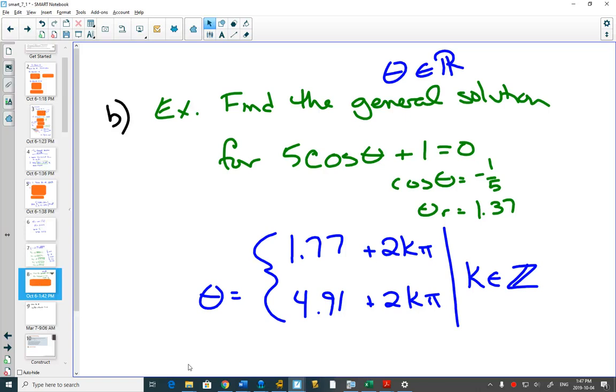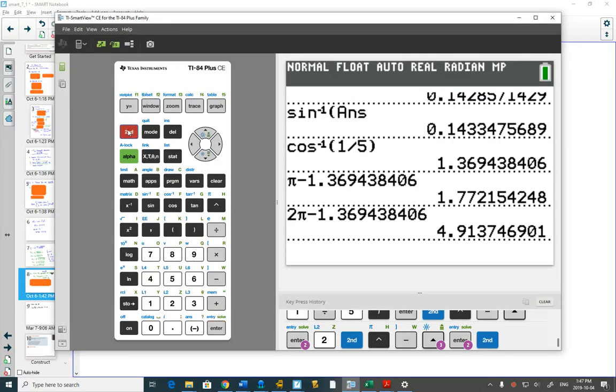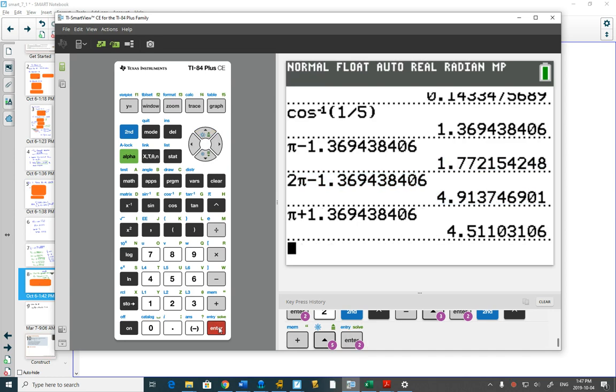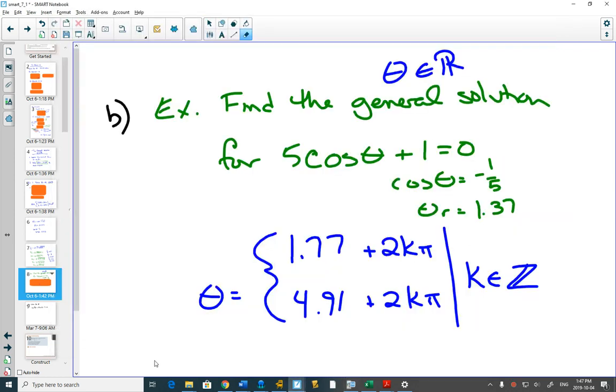Yes, cos is negative, quadrants 2 and 3. So if we, oh, this is nasty. If we go pi plus our reference angle, it is 4.51. Okay, let's try to replicate that 5. Was that like bad like that about? Okay, perfect. 4.51. Yes, because cos is negative in quadrant 2 and quadrant 3.